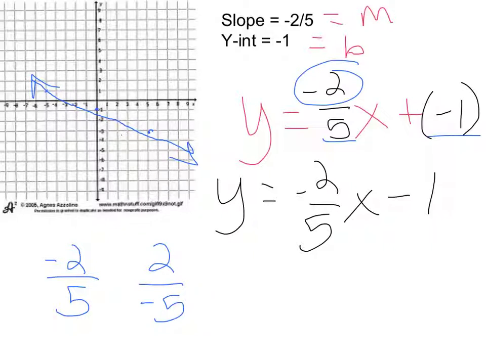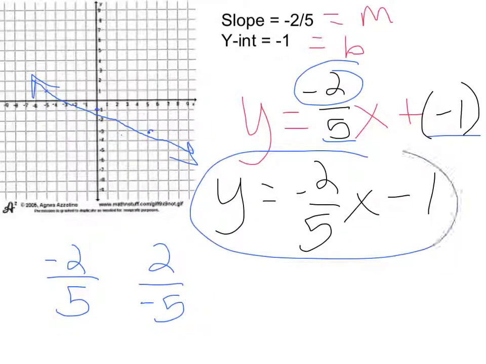So you can either treat the numerator as negative or the denominator as negative, as long as one of them is negative and one of them is positive. And here we have our equation for our line, and we have our graph.